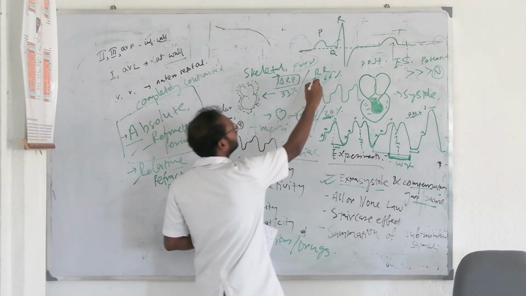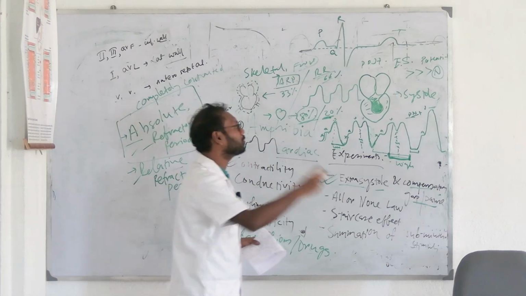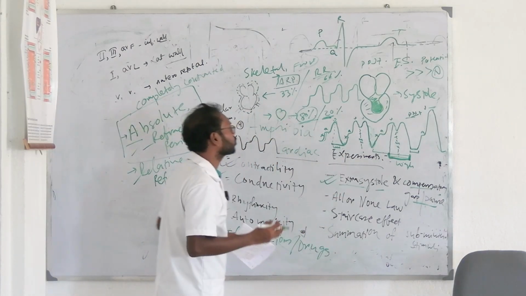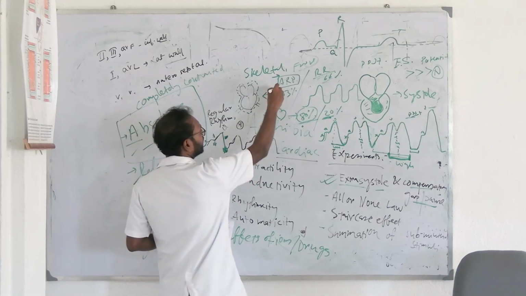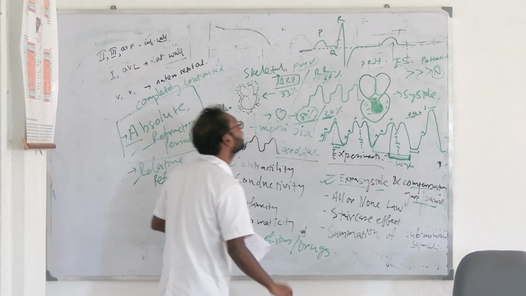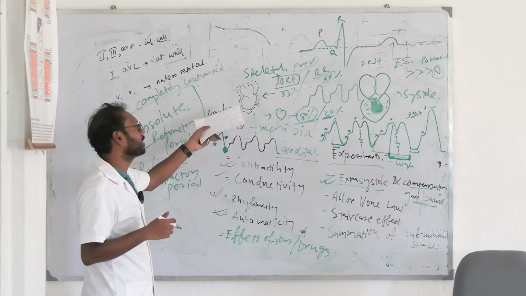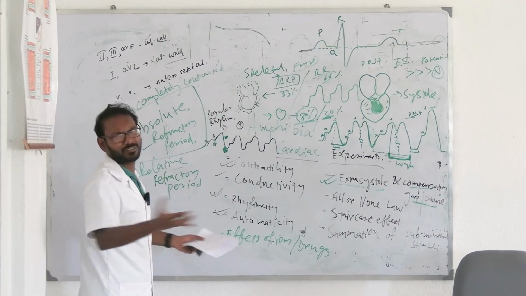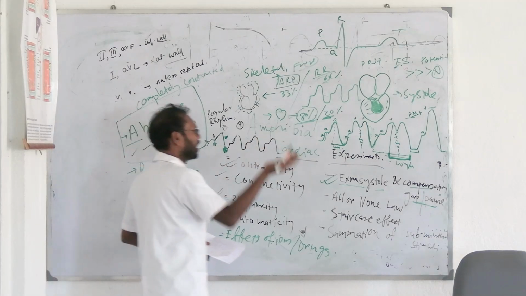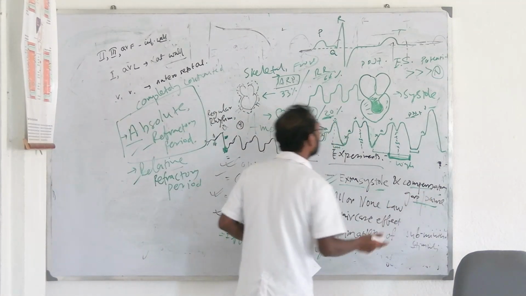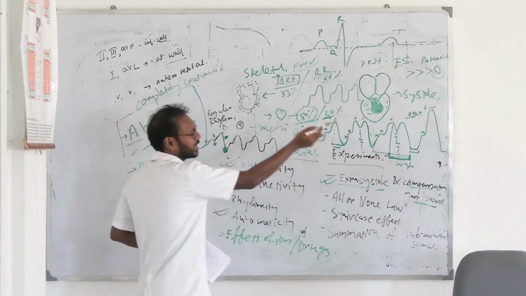The longer it stays in relative refraction, the easier it is to stimulate my heart. Okay, so the heart needs to be in the absolute refraction period, and that's why 80% of the time it remains in absolute refraction, so that it is not getting stimulated by all these various aspects all the time. So extrasystole and compensatory gap, this question can also come, as I explain why.